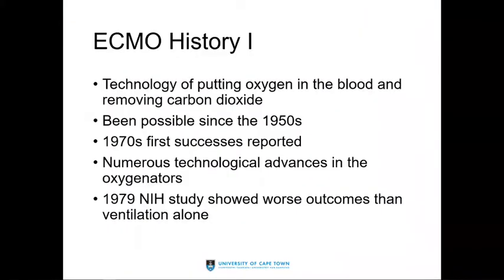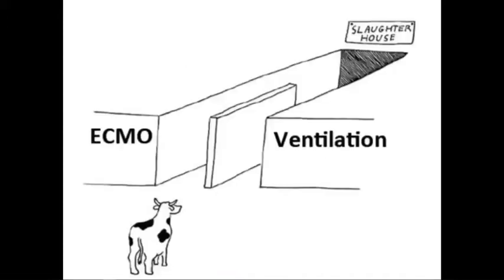So just in terms of some context, the technology of putting oxygen in the blood and removing carbon dioxide has been possible since the 1950s. The 1970s were the first successes, and the oxygenators have become much, much better in terms of their interaction with the coagulation surface and their size. But in 1979, there was an NIH study that showed worse outcomes than ventilation alone. Obviously, you're taking patients with ARDS and you're wondering what is the best modality to support them with. And back in 1979, it was shown that it didn't make a difference.